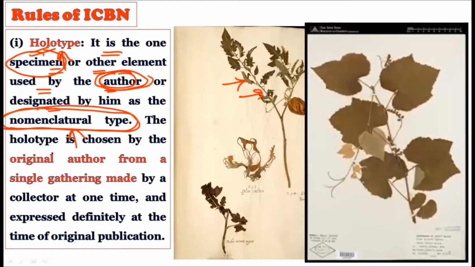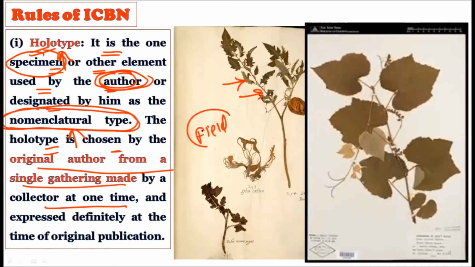The holotype is chosen by the original author from the single gathering made by the collector at the time. For example, he goes into the field and collects the plant material, and by studying this plant material, the original name is given by the author. What is the holotype? Holotype is chosen by the original author, that is the first author who described that plant, and when the original author is describing that single plant gathered by him during his collection, he calls it a holotype.